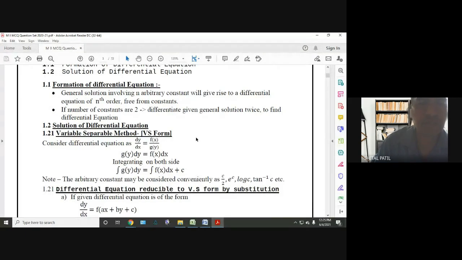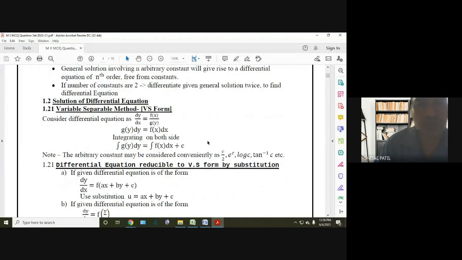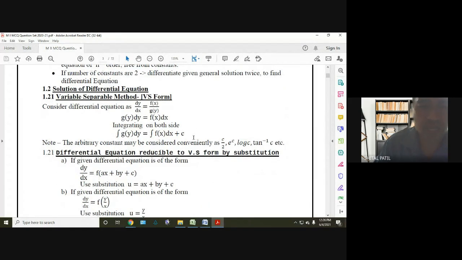Formation of differential equation. A general solution involving n arbitrary constants will give rise to a differential equation of nth order, free from the constants. If the number of constants is 2, differentiate twice and remove the arbitrary constants, and you will get a differential equation. Solution: the first method is the variable separable method. We have to separate the variables, integrate on both sides, add a constant, and you will get the required answer.